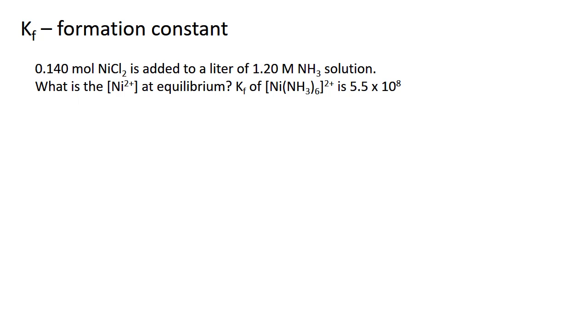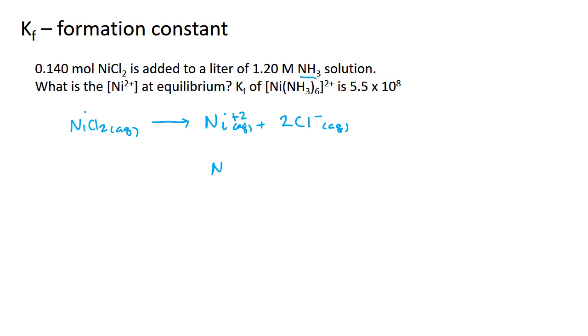So if we break down this problem, what's happening is I have nickel chloride, and this is in solution. When this is in solution, it actually breaks down into nickel ions and 2 chloride ions, and these are all aqueous in solution. Okay, also in solution we have ammonia.